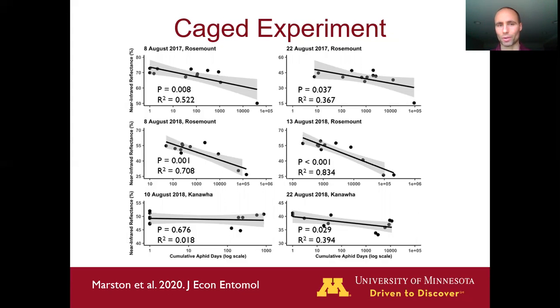And for 2018 in Kanawha, shown in those bottom 2 graphs, the first date, we did not see a decrease in near infrared, and that's because there were relatively few aphids on the plants at that time. But by the time we got to that second sample date, we saw a significant decrease again in the near infrared reflectance. So we've been able to show that from a handheld sensor on the ground or from a drone-based sensor flying over the field, we can detect the stress that soybean aphids are causing to soybean plants.